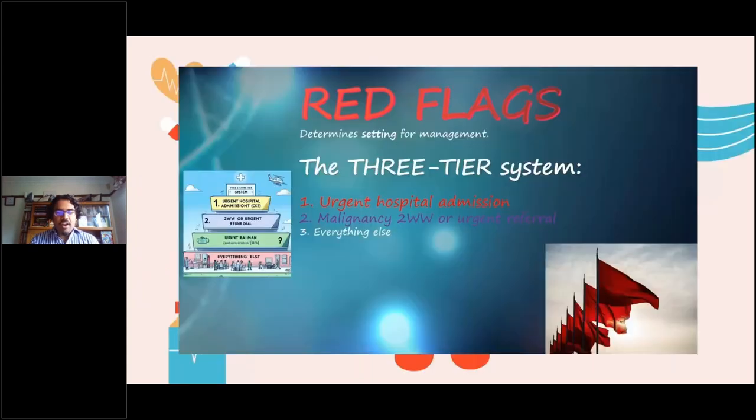Okay, so then we talk about the 3-tier system. Very, very pleased about this. So this relates to our red flags, and it determines our settings for where we manage our patients. So we start with the top tier, and the top tier is urgent hospital admission.